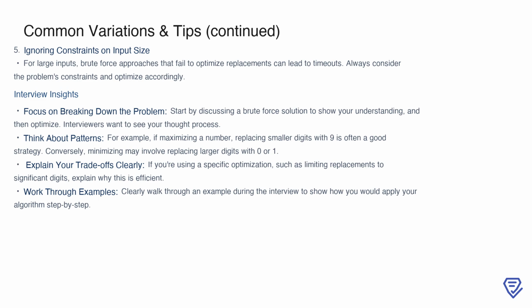If you're making a specific optimization, such as limiting replacements to significant digits, be sure to explain why that choice is efficient. Lastly, always walk through an example to show how your algorithm works step by step. This demonstrates clarity in your approach and builds confidence in your solution.